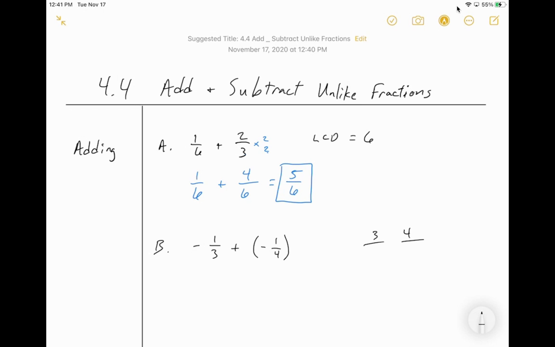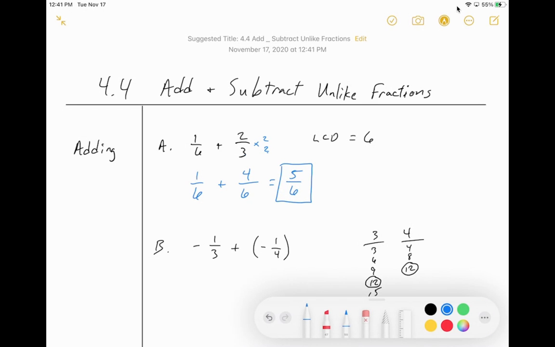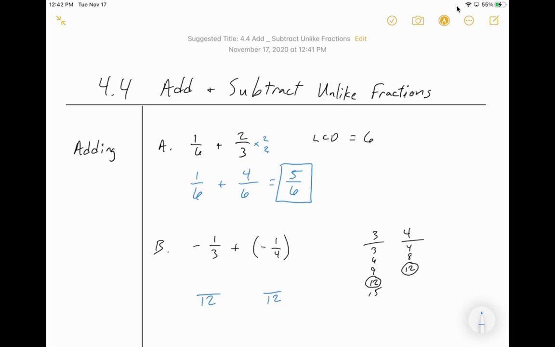All right, 3 and 4 are my two denominators, right? So I need to find the number that's in common, but the smallest number that's in common. So here are the multiples of 3: 3, 6, 9, 12, 15. Multiples of 4: 4, 8, 12. Well, there we go. I found the match, right? You guys probably knew that. 12 is the match. 12 is the common denominator. So let's go ahead and change both of these to 12ths. I want 12 on the bottom of both. So it means I got to multiply this one by 4.